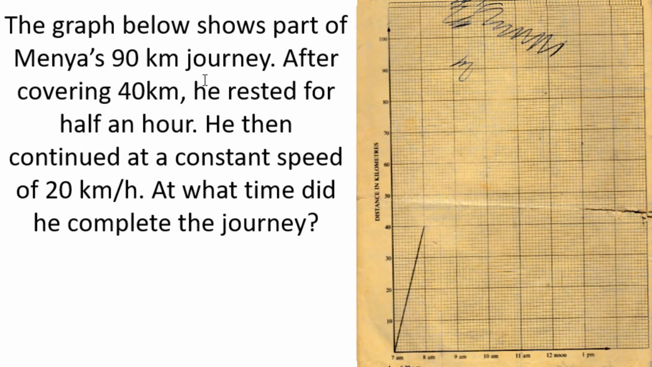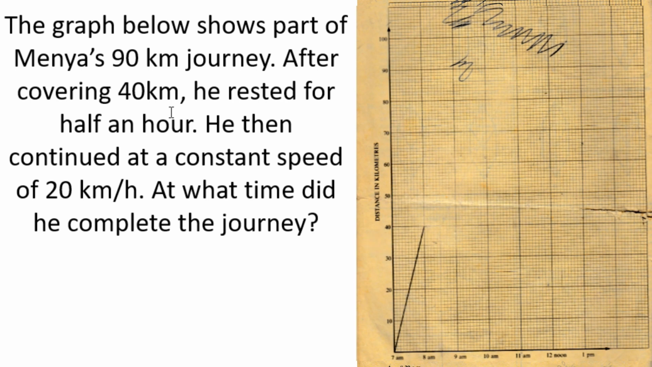Now we come to the second part of graphs which are incomplete, where you are given information, and from this information you are supposed to complete the graph according to the information given. Like this question saying the graph below shows part of Menya's 90-kilometer journey. After covering 40 kilometers, he rested for half an hour. He then continued at a constant speed of 20 kilometers per hour. At what time did he complete the journey?